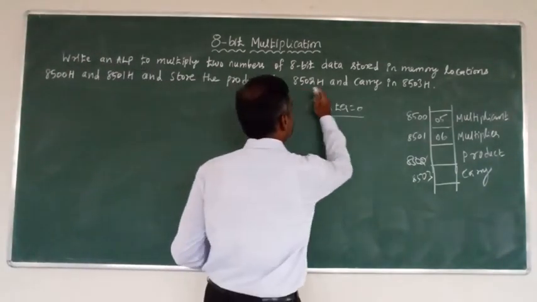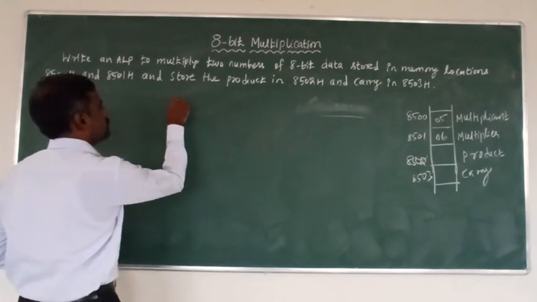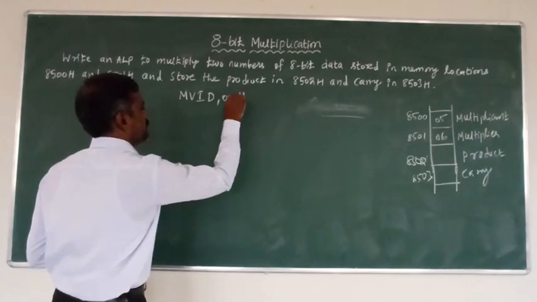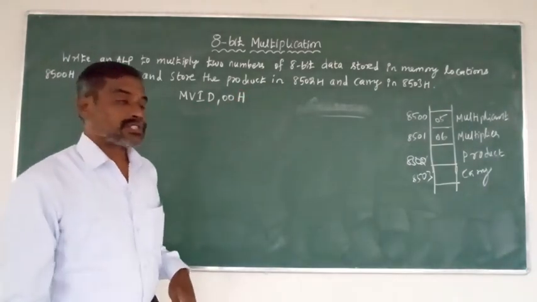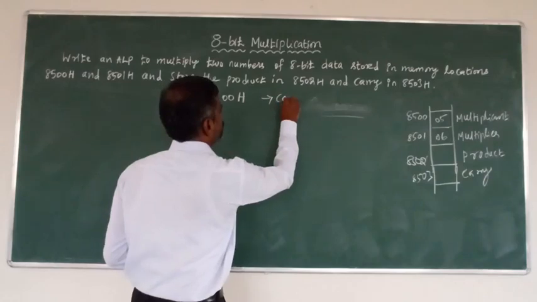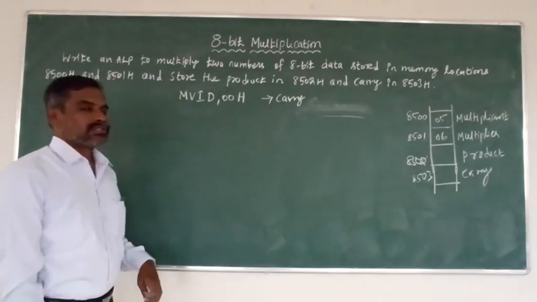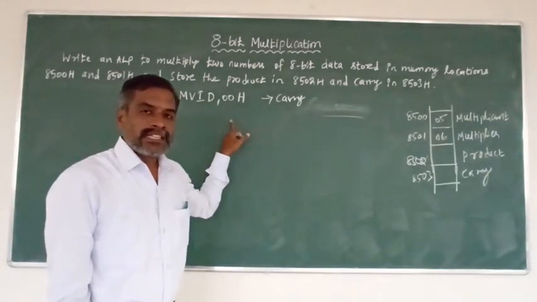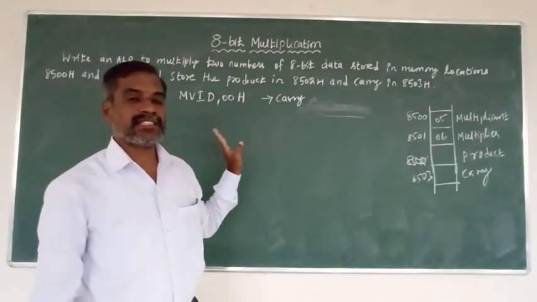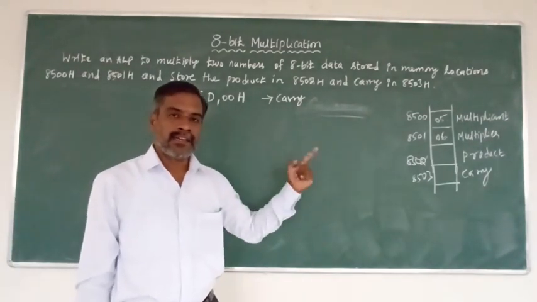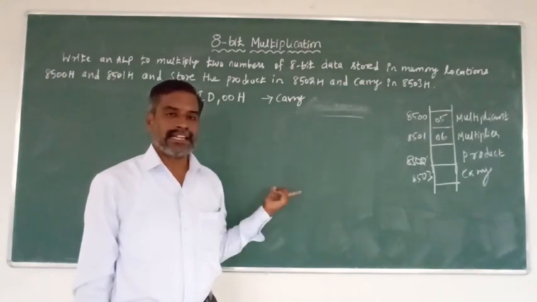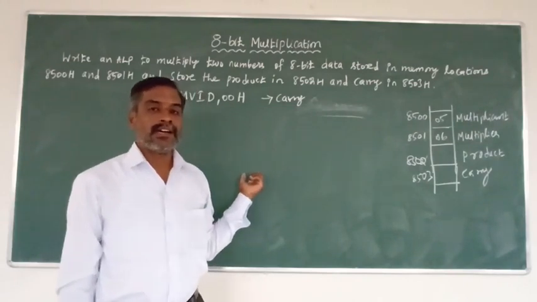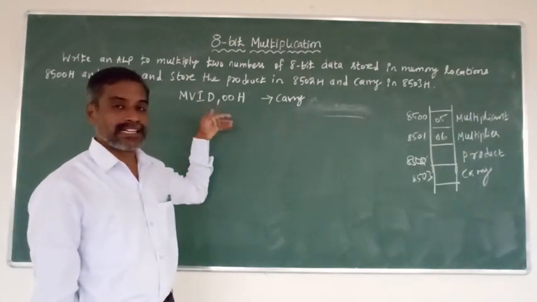First, to clear any one register, suppose B register 00H. This is to save the carry. Why are we using the carry? Multiplication means repeated addition, and with repeated addition the result can be more than 8 bits. At that time the carry will occur.